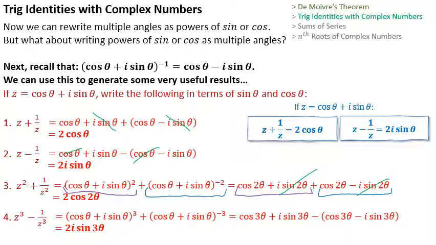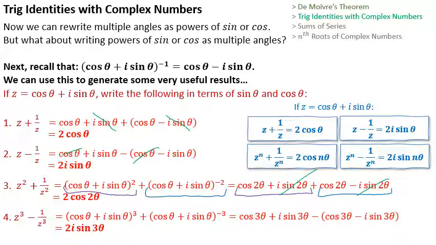If you then incorporate a power on both terms, so z to the n and 1 over z to the n, they add together to give 2 cos n theta. So the only difference is that the power has been incorporated as a coefficient in front of theta, just like in De Moivre's theorem. And then the corresponding result for sine theta, we get 2i sine n theta when you have z to the n minus 1 over z to the n.